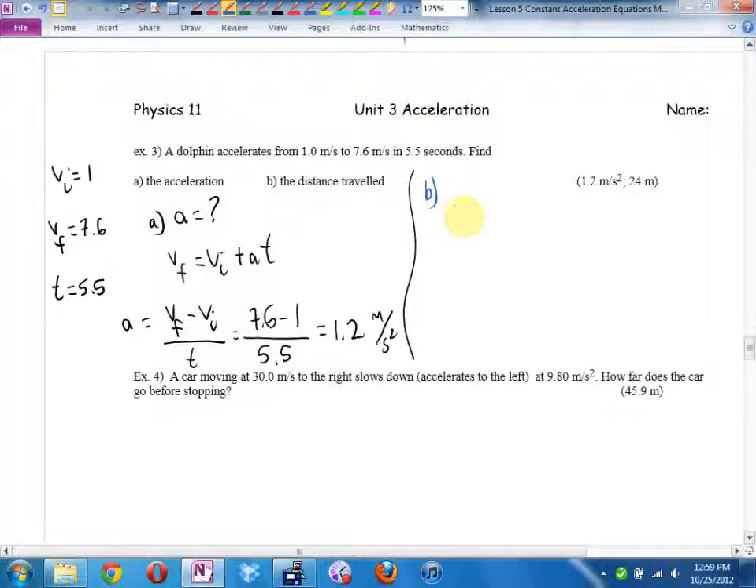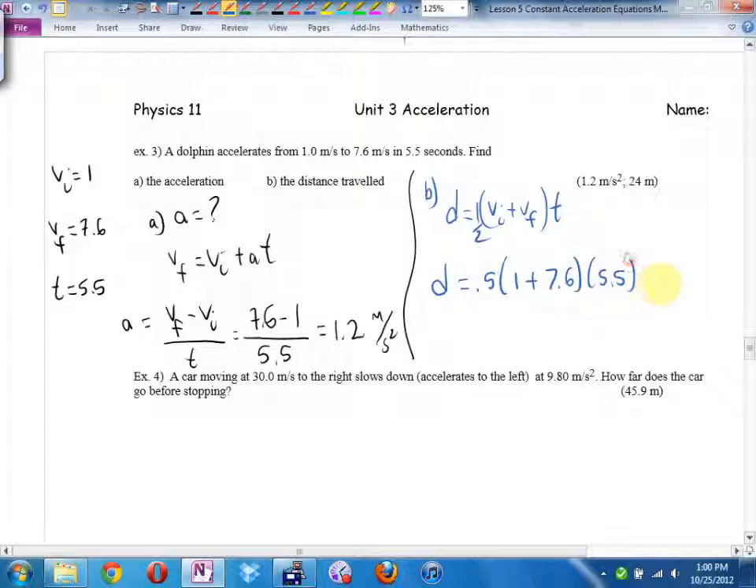Read it to me. D equals 1/2 times VI plus VF times T. That one? Yeah. Okay. So here, we can go straight to plug and chug. D equals 0.5, 1/2. VI, 1. VF, 7.6 times 5.5. What do you get?